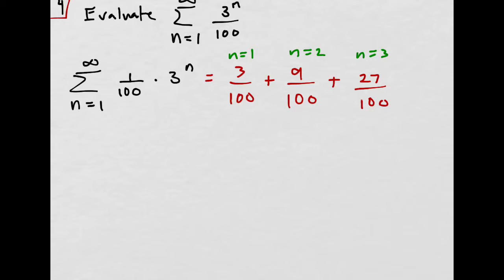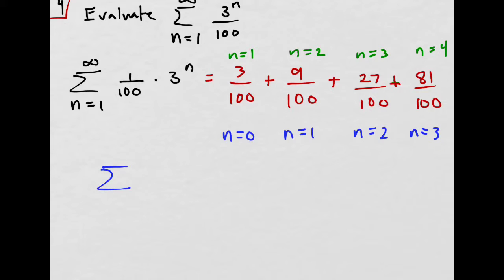Remember, I want to start with n equals 0, and then n equals 1, and then n equals 2. Maybe I'll go one more, n equals 4. So what is that? Plus 3 to the 4th is 81 over 100. So now that would go to n equals 3. So I'm going to rewrite my summation. I'm starting at n equals 0, and I'm going to infinity. And I know that I want to start at 0.